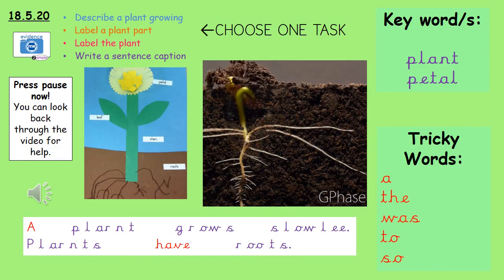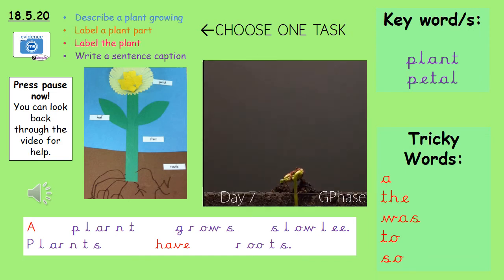Here we go then. So I would like you to choose one of the set tasks. You can either talk about and describe to your grown-up what happened in the video. You can write one label for a plant on a piece of paper, such as petal or roots. You can label a whole plant either by taking a picture of one in your garden, writing some labels on chalk outside and taking a photo of it, or you can even draw a picture of a plant and then label it yourself. Or you can write a sentence.